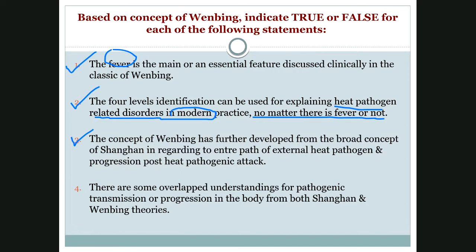Number 4, there are some overlapped understandings for pathogenic transmissions or progressions in the body from both Shanghan and the Wenbing theories. True. Okay, because Wenbing is a part of the further development of Shanghan, definitely they are going to have a lot of overlap. And one part of overlap is transmission and progressions in the body from both Shanghan, especially from Wei level going to Qi level, or from Taiyang division going to other divisions. This is a typical path.